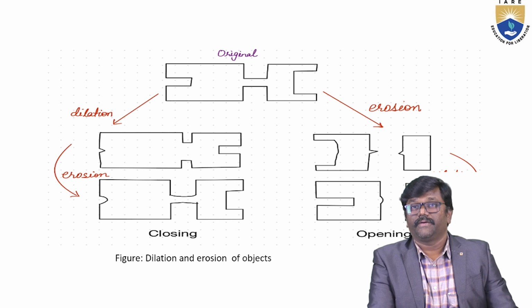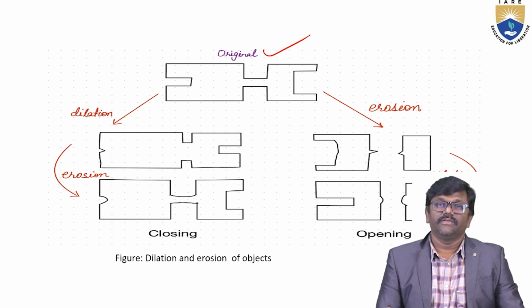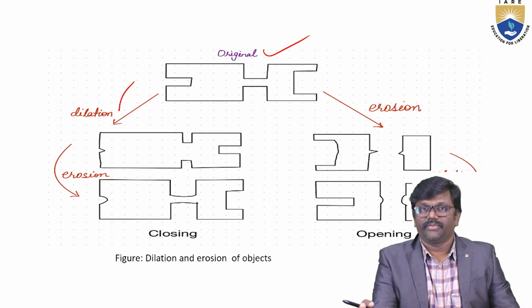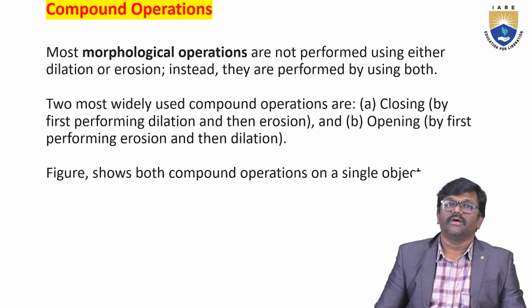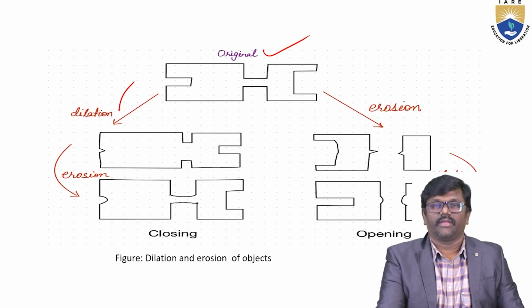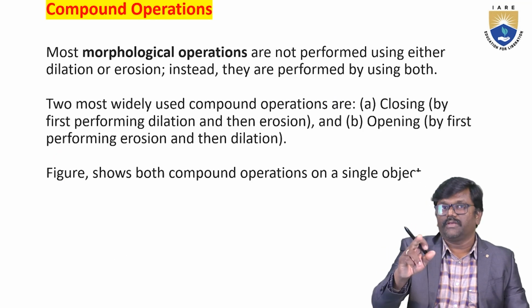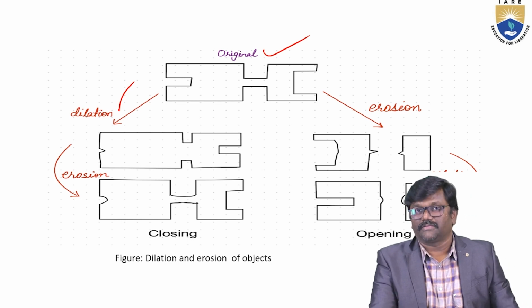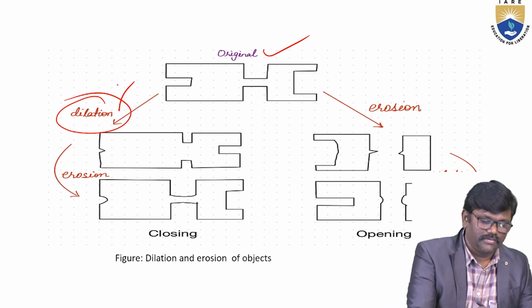So you can see the clarity of the compound operations of morphological operations by using this figure. You see it is your original image. The first one is closing, the second one is opening. What do we mean by closing? Closing means performing the dilation first. Closing operation means dilation first.